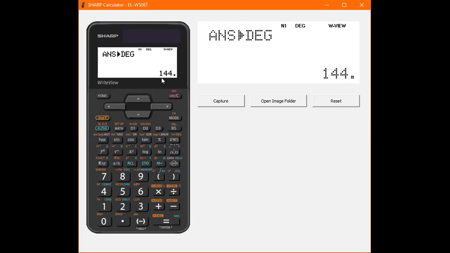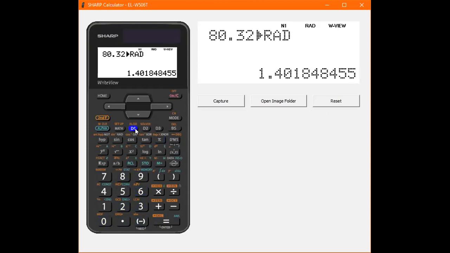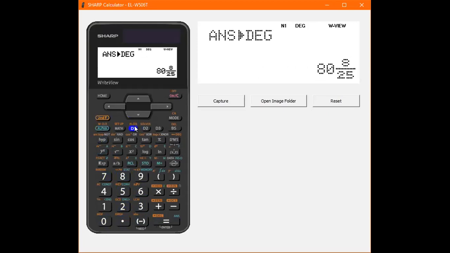Now I have it in degrees, and let's say I have 80.32 degrees, and I want to convert it into radians. I would just press radians, the D1 button. All it's doing is that second function dot step for you when you press D1. There are several examples that go along with this.